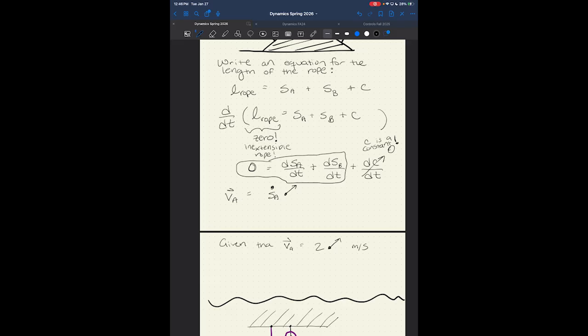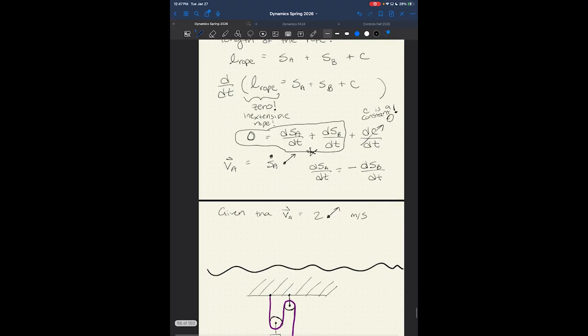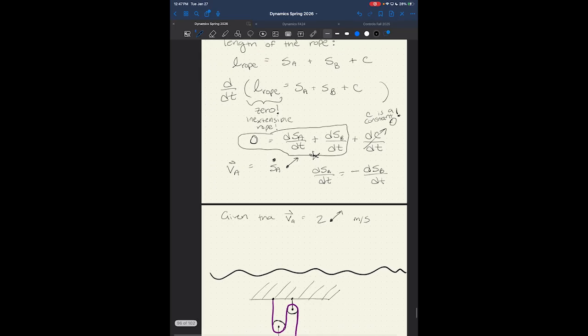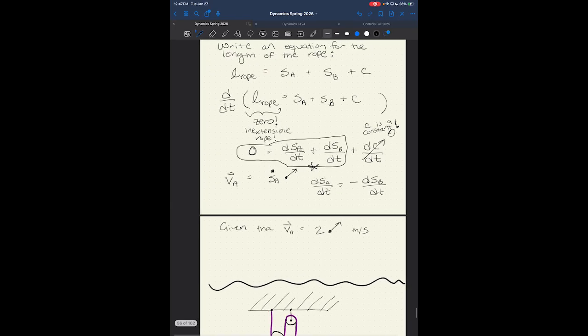Beautiful, excellent. So what this equation here from our derivative of the length of the rope tells us is that the time rate of change of SB is the same but opposite of the time rate of change of SA. So if SA is moving up and to the right at 2 meters per second, I can plug that in here and solve for the fact that SB must be 2 meters per second down and to the right.